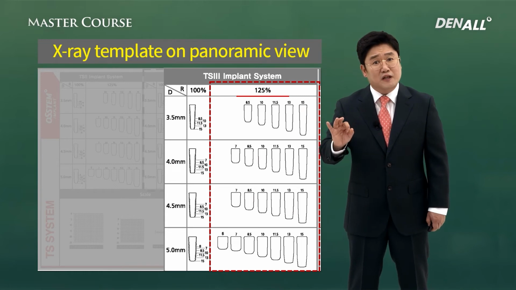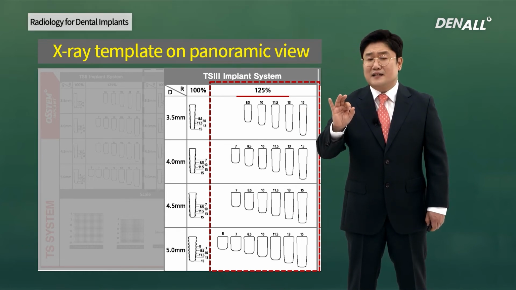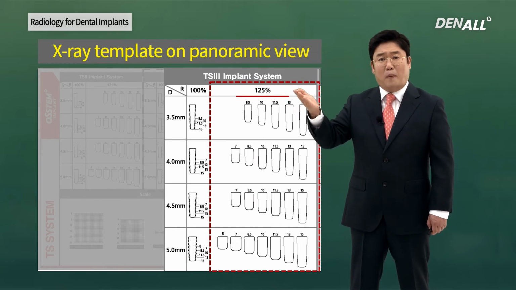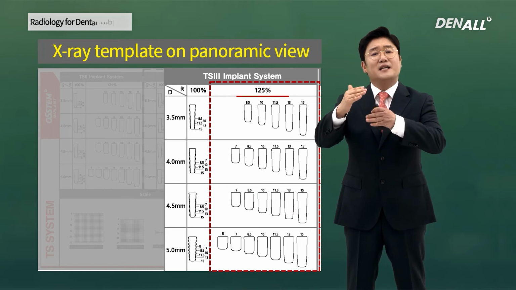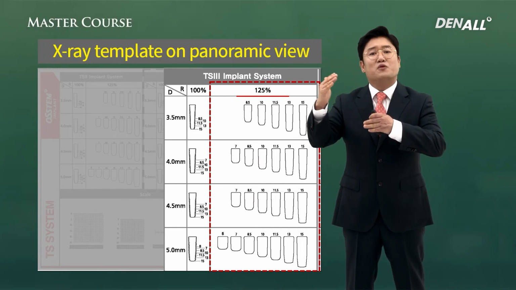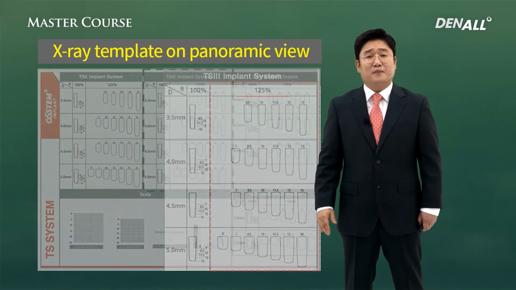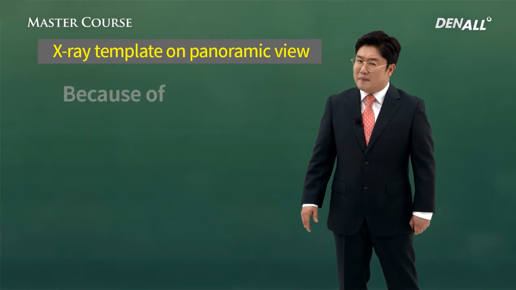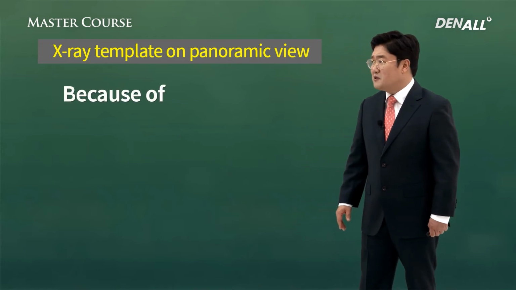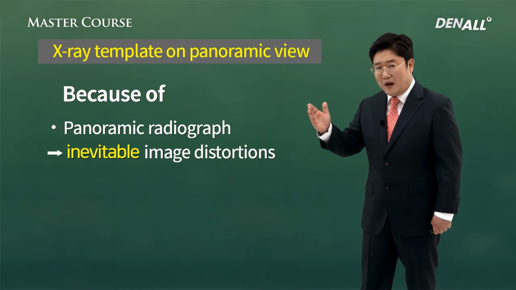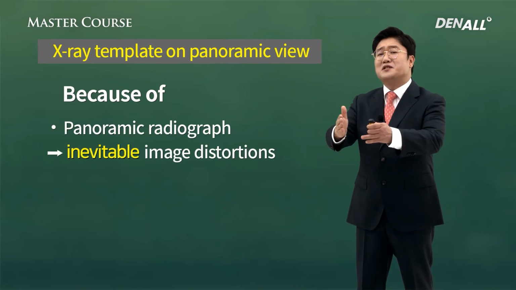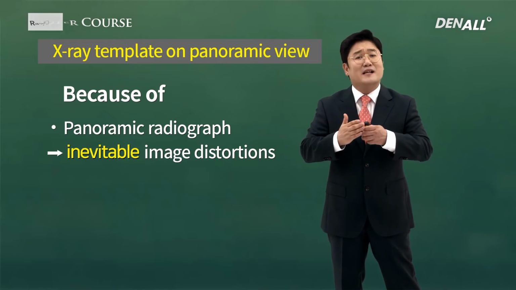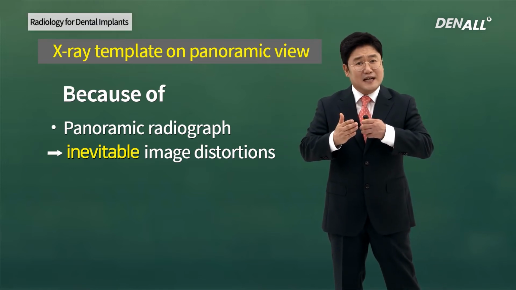The fixtures shown on the X-ray template are not the actual sizes. As is indicated here, it is 125% bigger than the actual size. 25% amplification is done here. Why? I believe you know, but because the panorama is a spread out picture, inevitable image distortions occur.